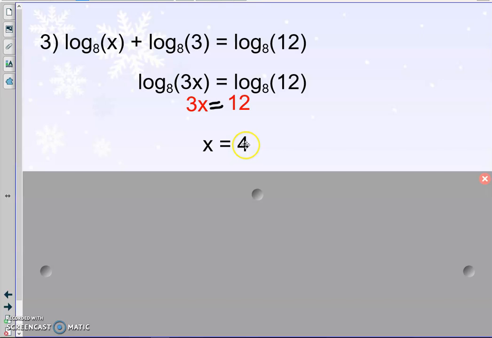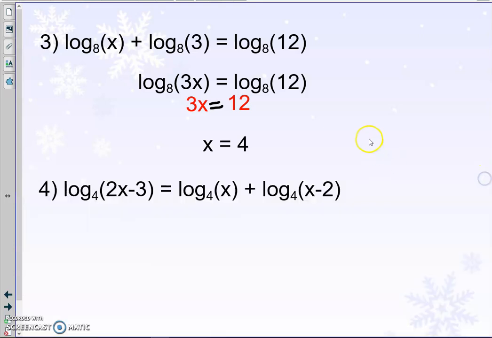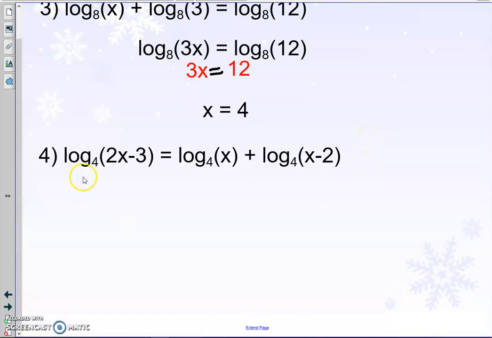Now again, with logarithmic equations, you want to check and make sure that that 4 works. So I go back up here and I put a 4 in for x, and since that's a positive number, everything is fine. Works out great. Let's try another problem. Let's take a look at this one down here. Again, a single logarithm equal, whoa, this is not a single logarithm. So I'm going to have to use the product property again to join these two logarithms together.